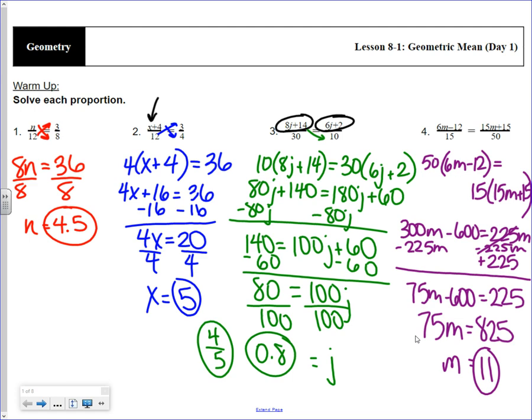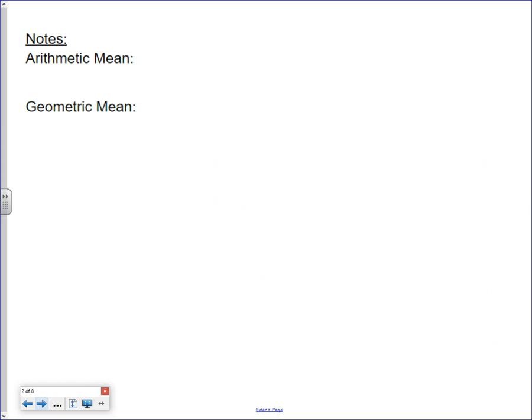All right, does everybody remember how to solve proportions? Yes? Okay, so we're going to talk about the geometric mean today. You can see that up here on the top of your sheet. You learned about the arithmetic mean back in probably 6th grade. Do you know what mean is? It is the average, okay?